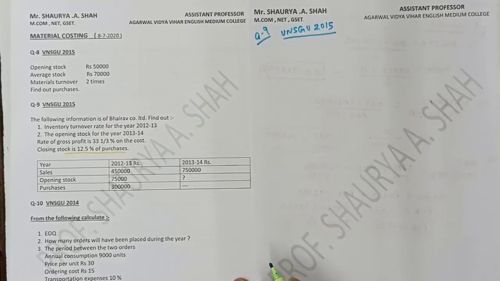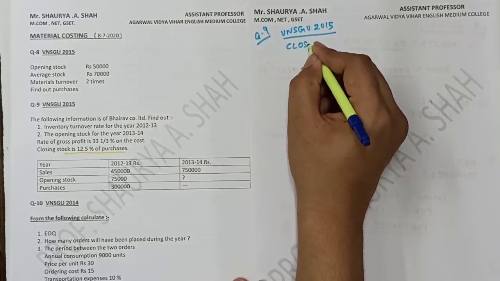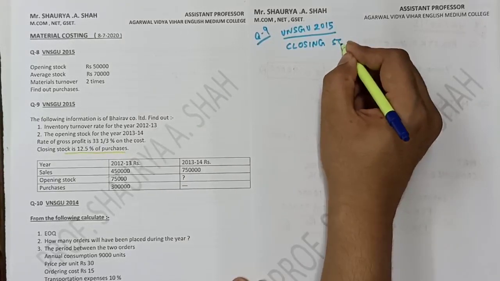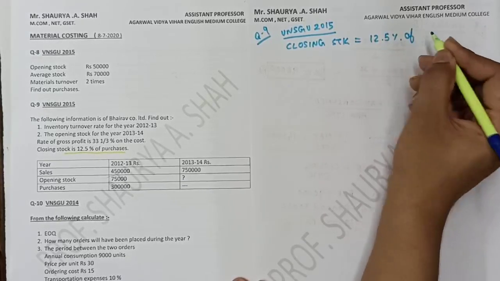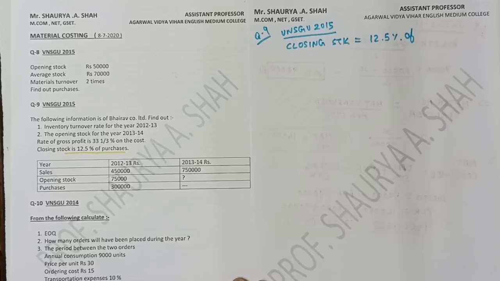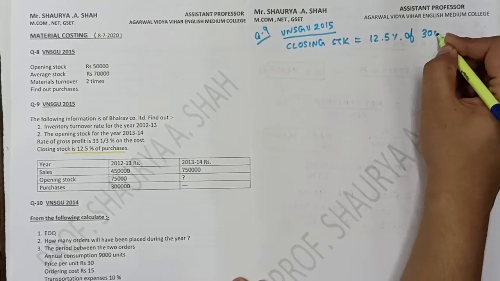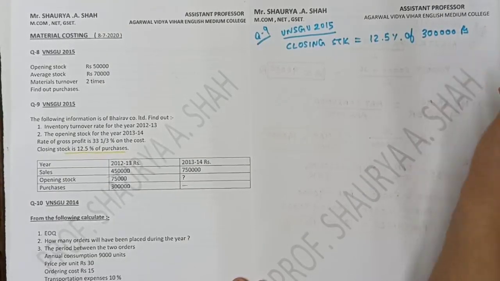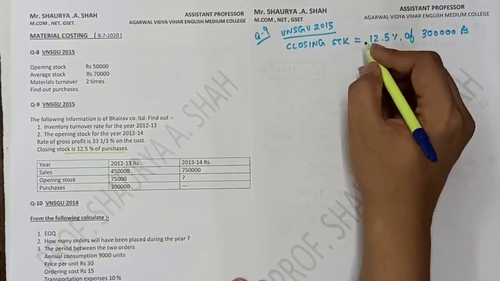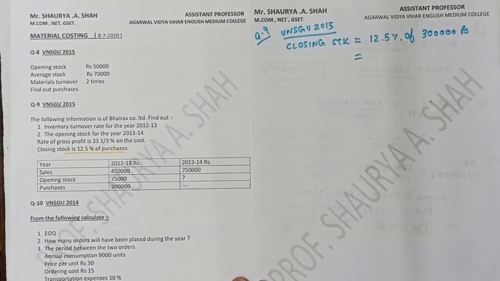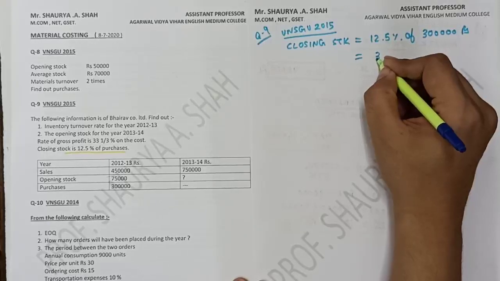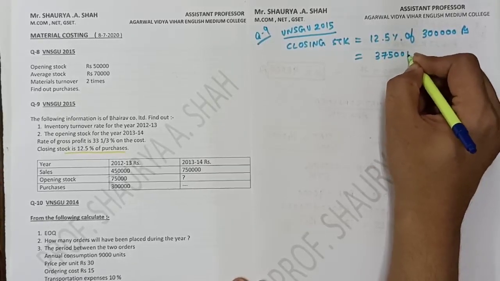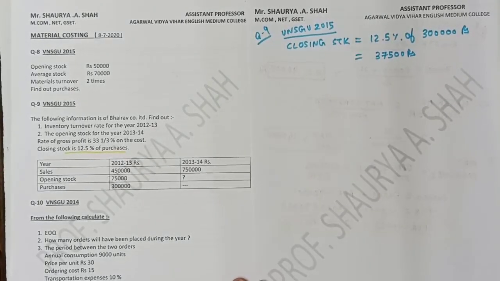Start with the closing stock, students. How we can find out the closing stock? Closing stock is equal to 12.5% of what? Of purchases. How much is my purchase? Purchase is 3 lakh rupees, right? So do the 12.5% of 3 lakh. You will get the answer, that is 3 lakh into 12.5%. So your answer you are getting is 37,500 rupees is the amount of closing stock.